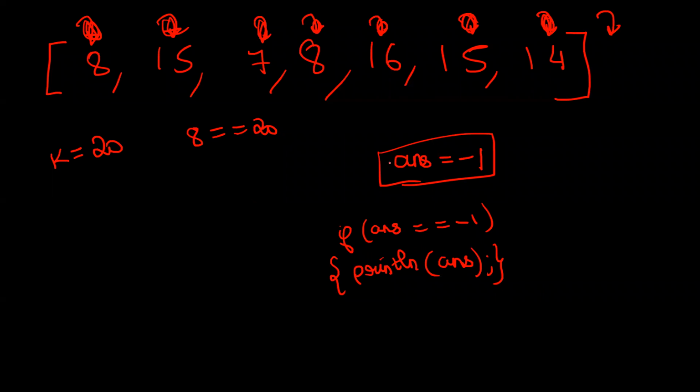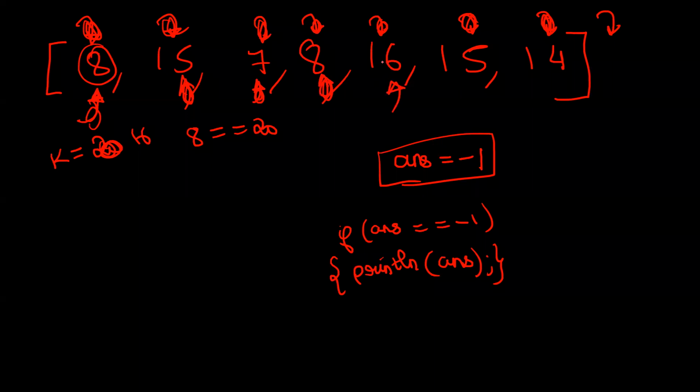Now let's say we are searching for 16. So what I will do, I start from index 0. The value of I is 0. Is 8 equal to 16? No, I come to index 1. Is 15 equal to 16? No, I come to index 2. Is 7 equal to 16? No, I come to index 3. Is 8 equal to 16? No, I come to index 4.